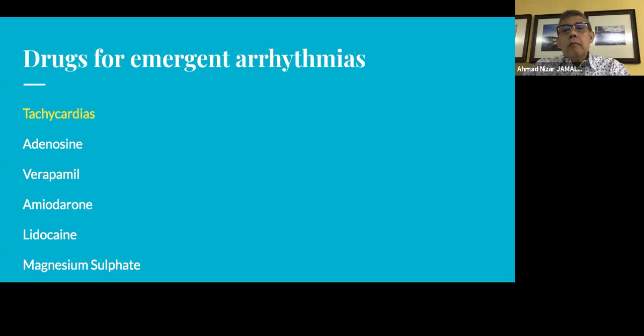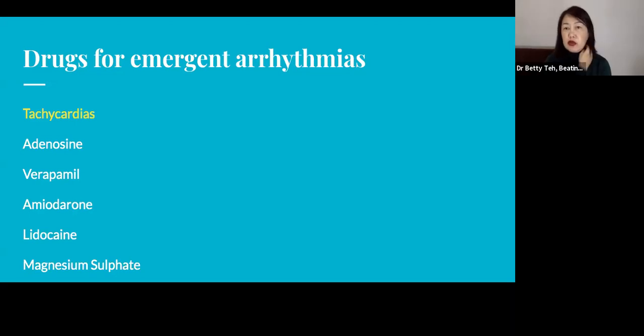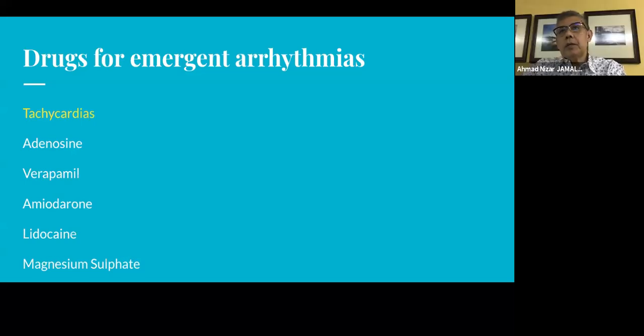Okay. And this we can safely give magnesium to anyone, right? Yes, you can, but generally speaking, you tend to give it in people with broad complex and polymorphic VT.